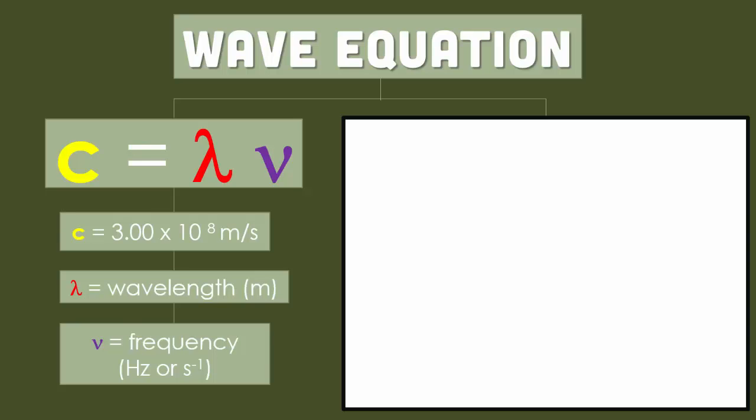C, if you don't know this, is the speed of light. That's actually how fast a photon travels through a vacuum. Lambda is the wavelength, which, pay attention, is in meters. And nu is the frequency, which is represented in either hertz or per seconds, seconds to the -1 power.